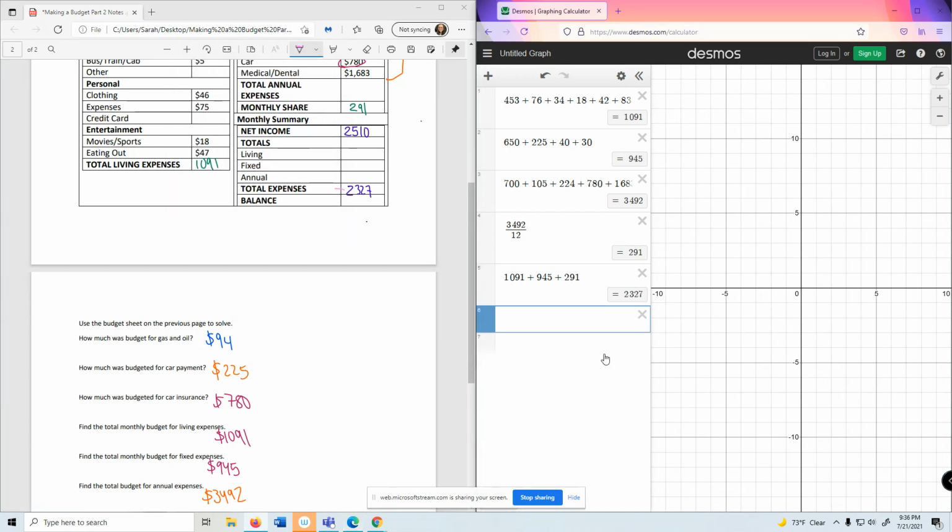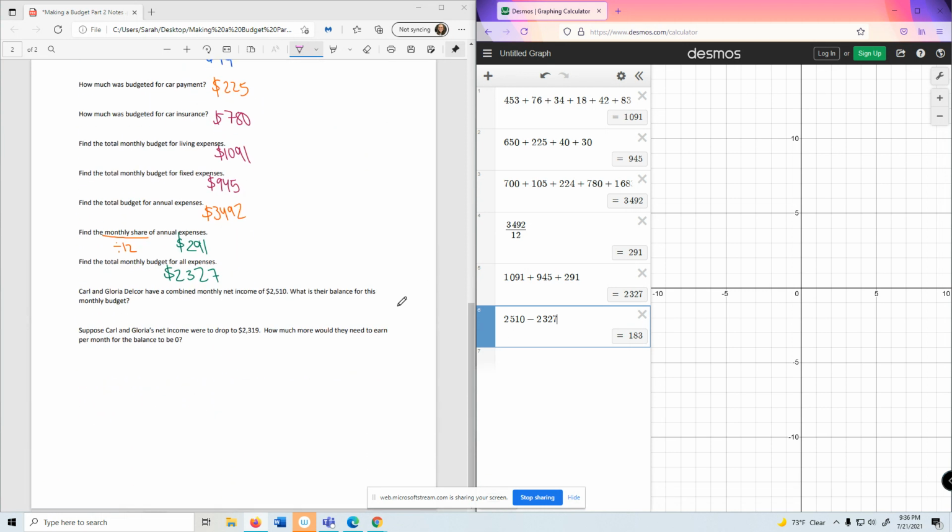So we can do that in Desmos. 2,510 minus 2,327 gives us 183. Since that is a positive amount, the balance of $183 means they have $183 left over, which is good. They are not going into debt. They have a little money extra for next month just in case.